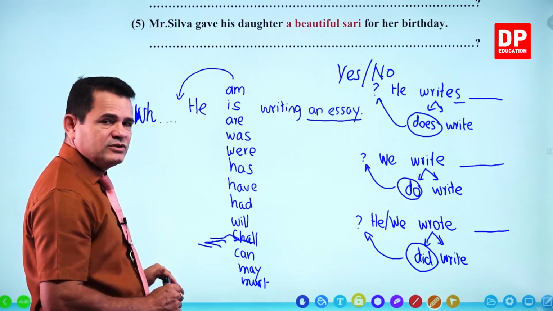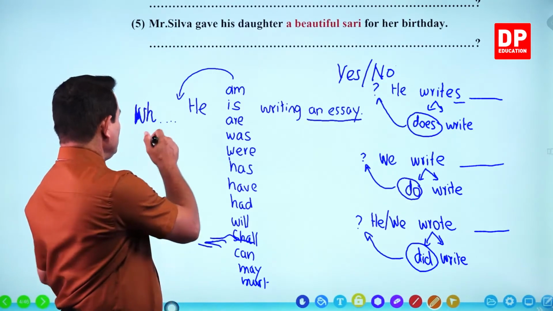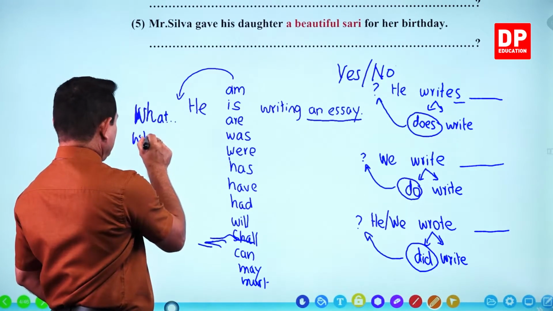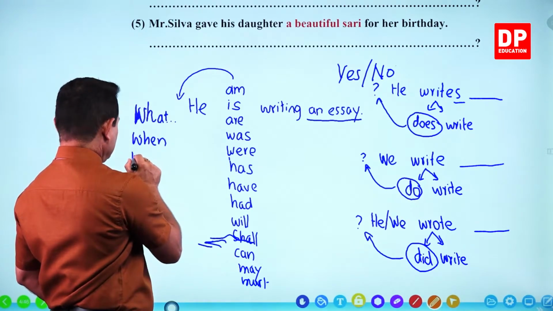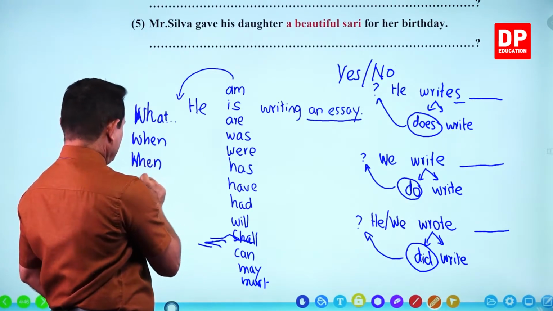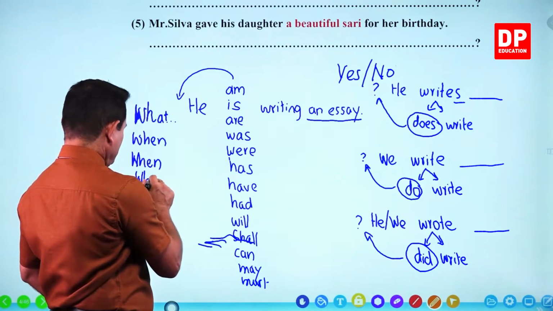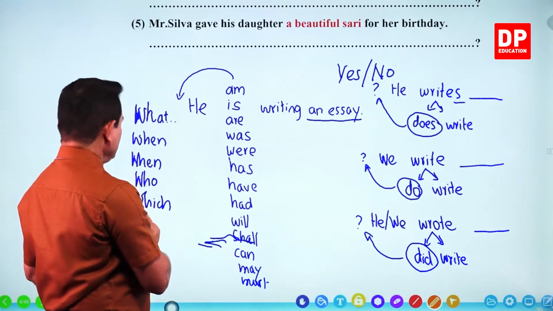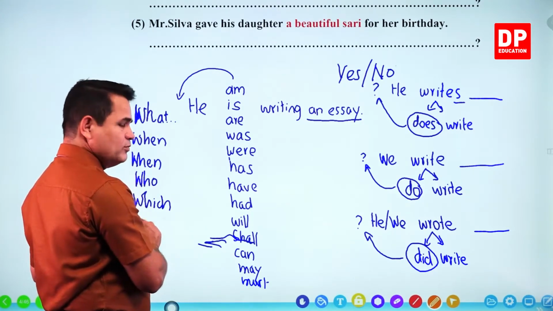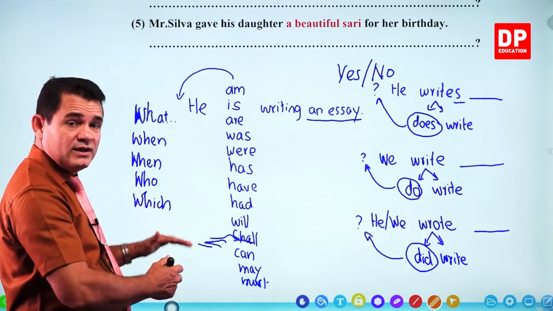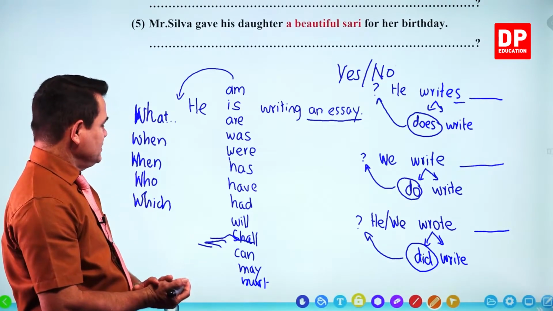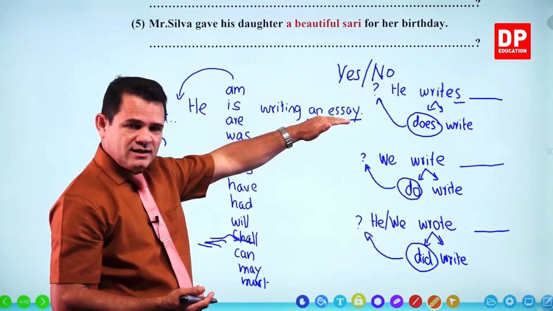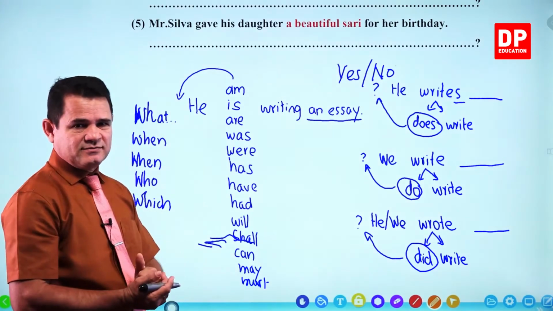So you know WH words. Now, what, where, when, who, which, right? And whom, whose, how many, how long, like that. Then from these WH words, which question word can give this answer?